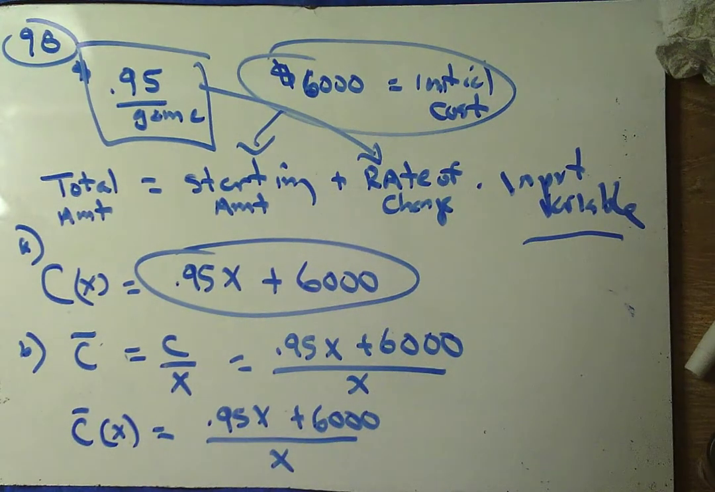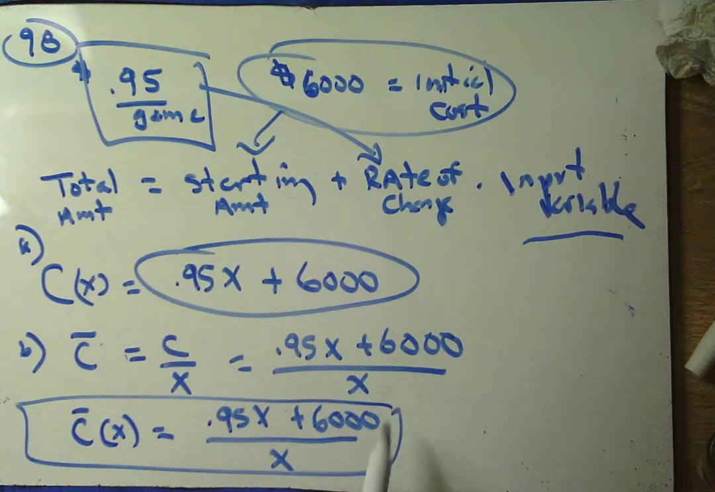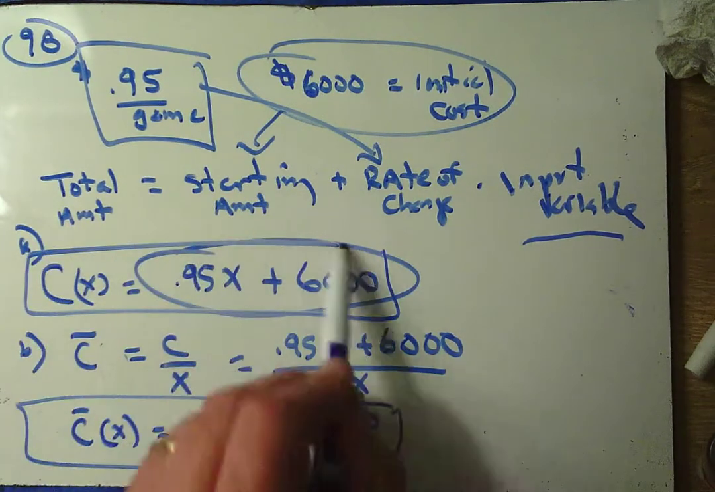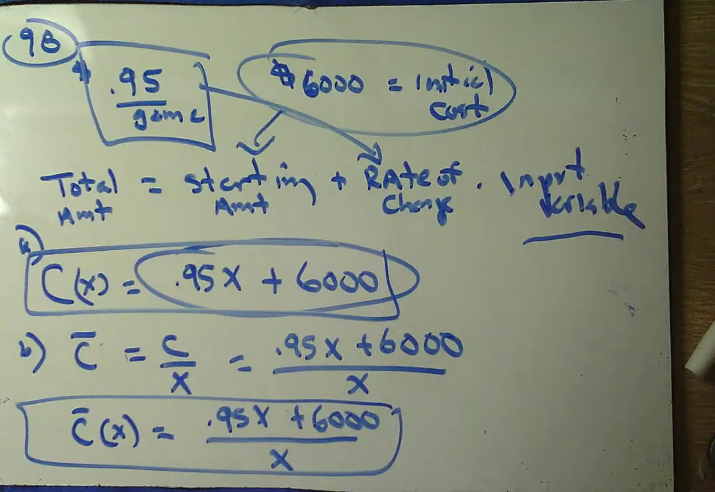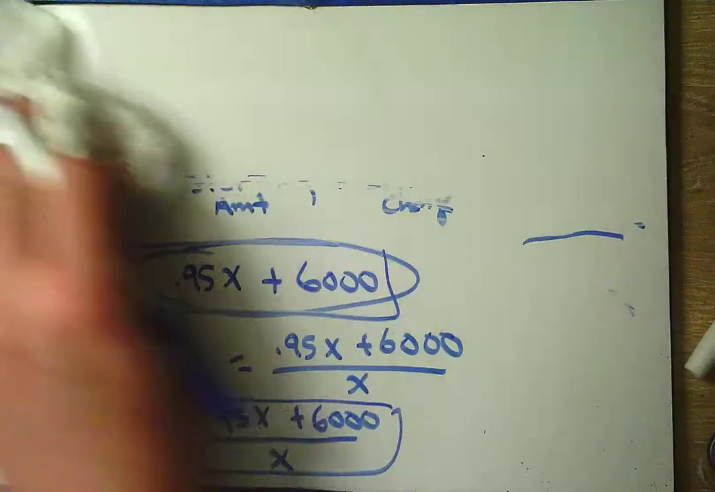That's it. That's all I have to do. It doesn't say solve anything. It doesn't say determine anything. I'm not plugging numbers in anywhere. All I'm supposed to do is write this as a function of X. And that's what this is. So there's B, and there's A. Okay, that was 98. 102A. Let's take a look at 102A.